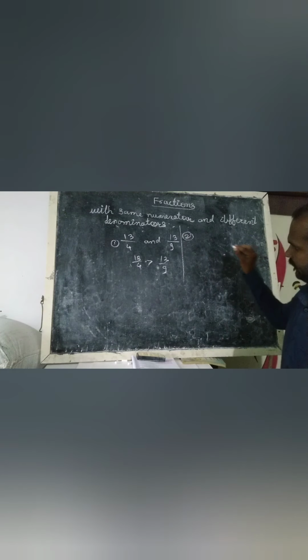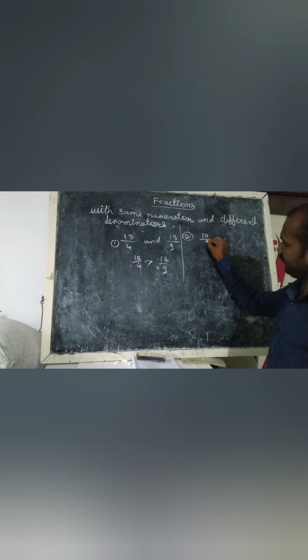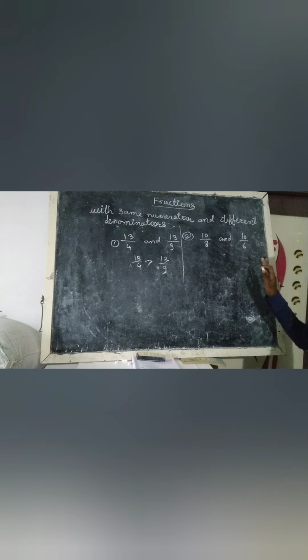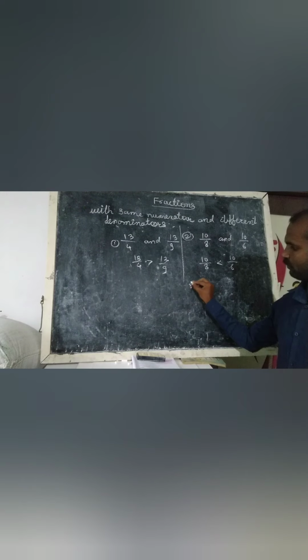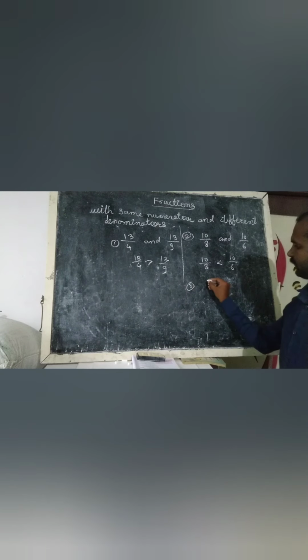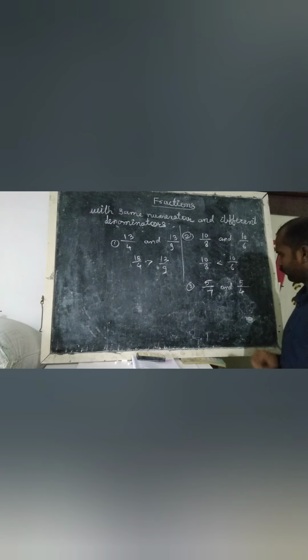Second example, we can say 10 upon 8 and 10 upon 6. Here which fraction has smaller denominator? Obviously 10 upon 6. Means here 10 upon 8 is smaller than 10 upon 6. One more example we can take. These were the improper fractions. You can take proper fractions also, 5 upon 7 and 5 upon 14.